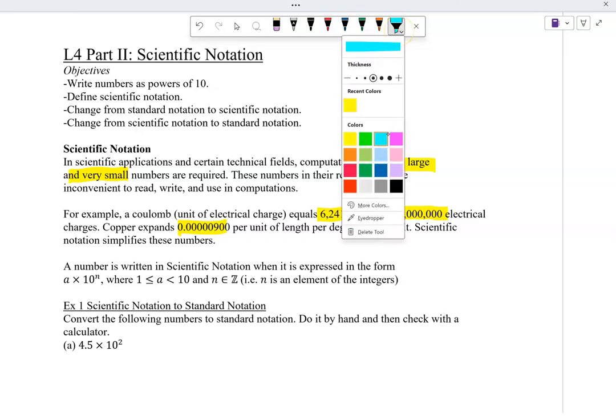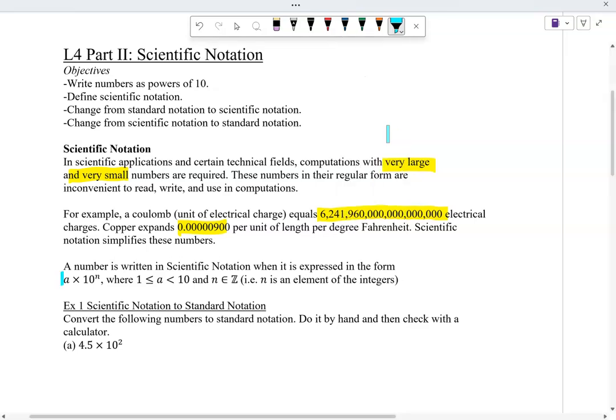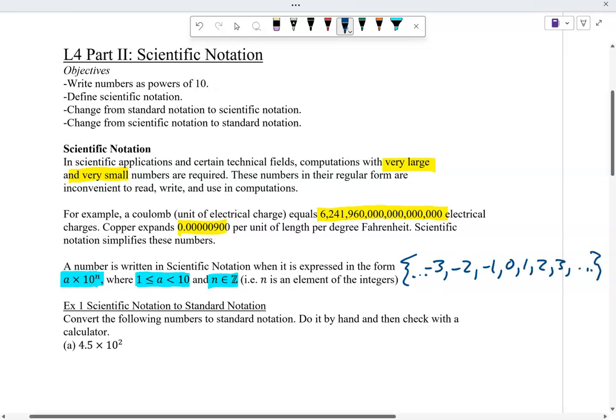And so the way that scientific notation works is you write it in the form a times 10 to the nth power. Now this a value has to be greater than or equal to 1 but less than 10. And n is an element of the integers, right? So if you remember the set of integers, that's what the power has to be. One of those. There's your set of integers.